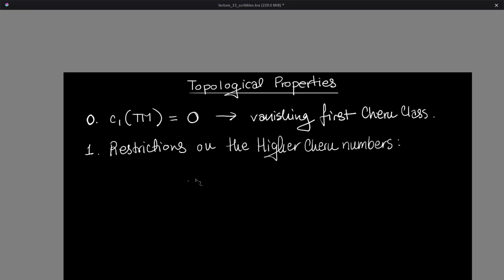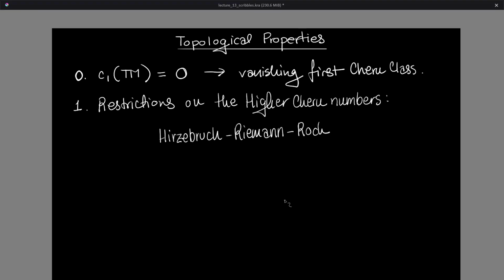And so why is this? This is given by something called, I don't know if I'm going to pronounce this right, the Hirzebruch-Riemann-Roch theorem, or Roch theorem. I'm not exactly sure. So what does this say? It says that for any complex algebraic variety.